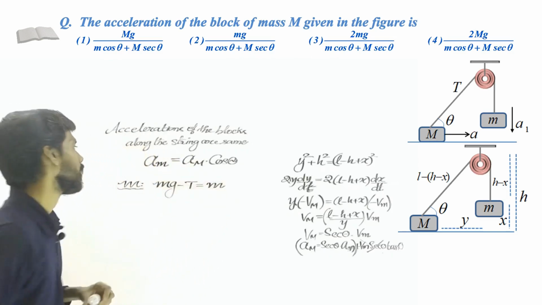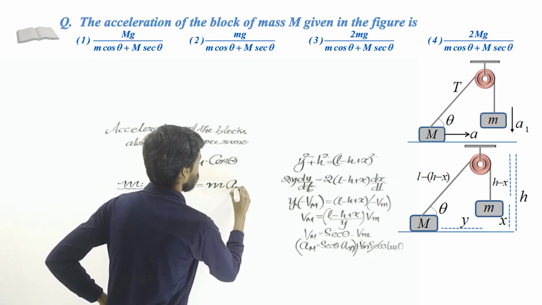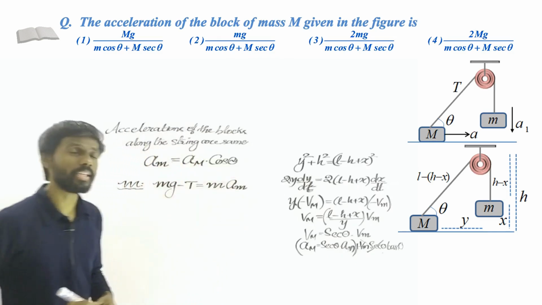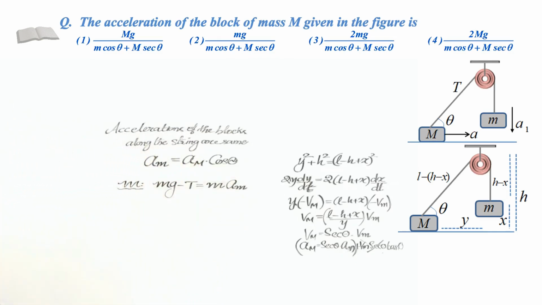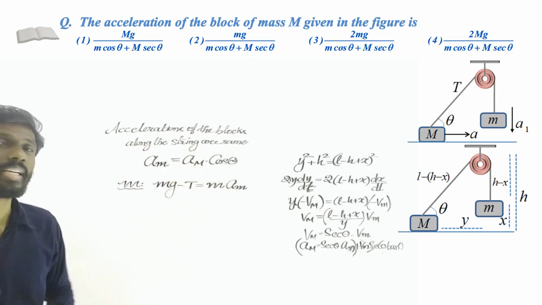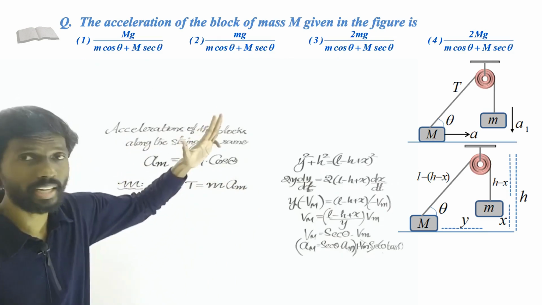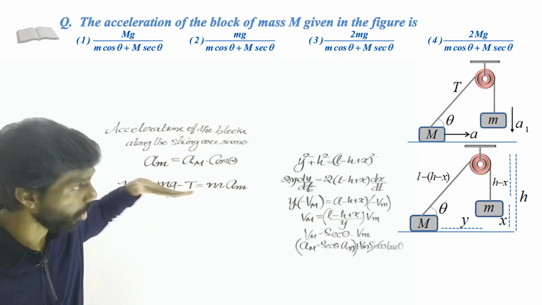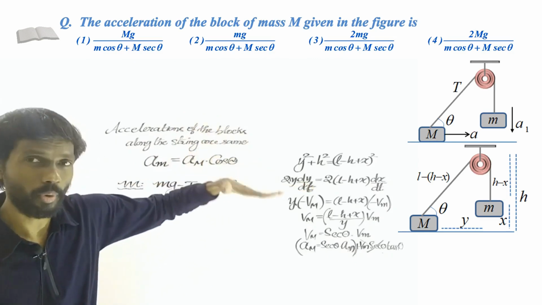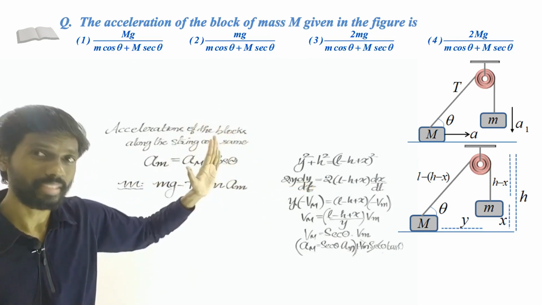So that acceleration is a small m. Now, similarly the other one. What are the forces acting on the block? So that is the tension force in this direction, but we have to take its component because the object is moving in the horizontal direction. Take the component of tension, T cos theta.